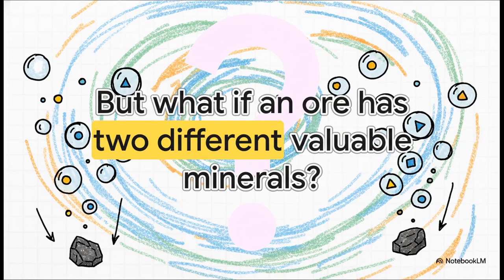Uh-oh, plot twist. What happens when the ore has two different valuable minerals inside? Like, what if our zinc sulfide is trapped in there with lead sulfide?